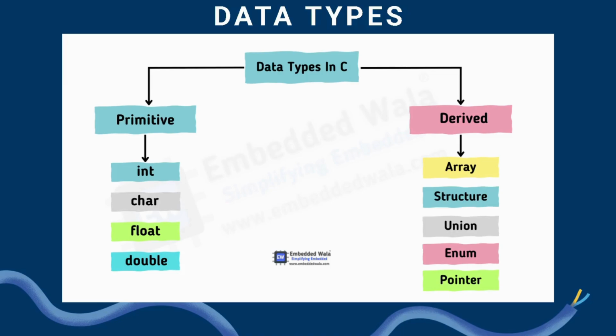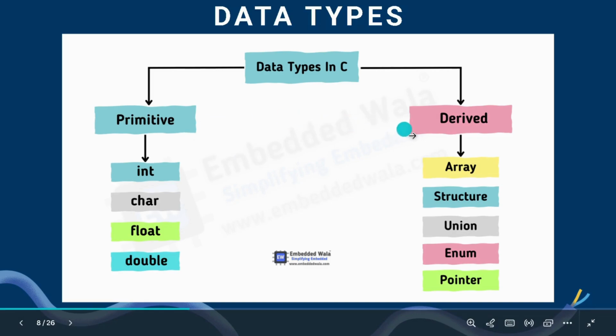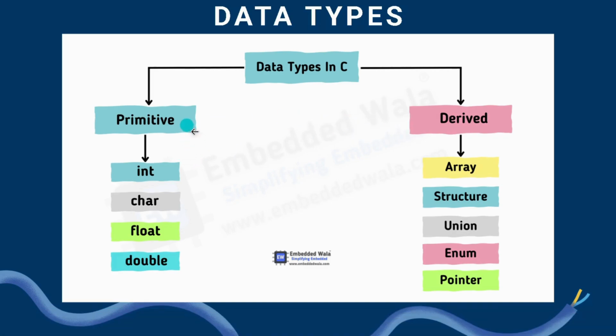And there are two broad classifications of data types in C. One is the primitive and another one is the derived. So under primitive we have four subtypes. So the first one is int, which is basically used to store whole numbers without any decimals. And the second one is char, which is used to store a single character using just one byte. And the third one is float, which stores decimal numbers with single precision. And double stores decimal numbers with double precision.